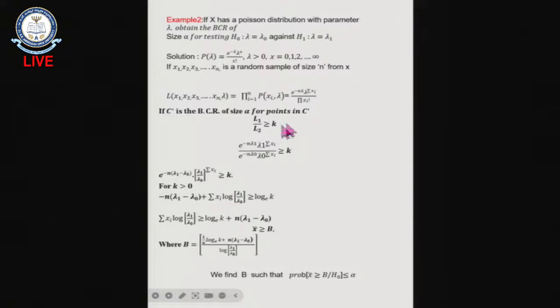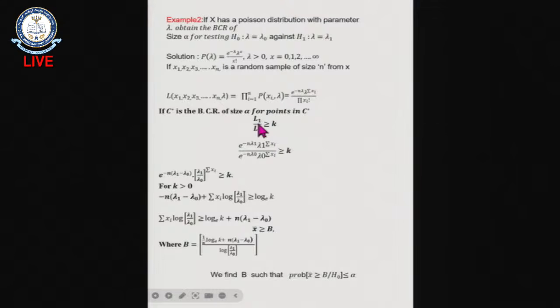First of all, find the likelihood function. We know the formula: the likelihood is the product for i equal to 1 to n, because here the samples are given, x1, x2, and so on up to xn, a random sample of size n. Then e to the power minus lambda, lambda to the power x, divided by x factorial. Then apply the formula: lambda 1 by lambda naught greater than or equal to k.